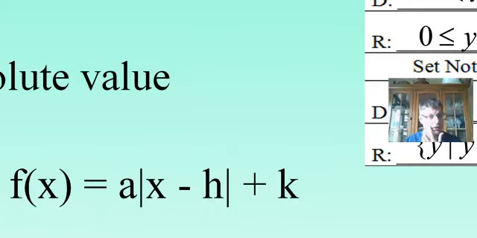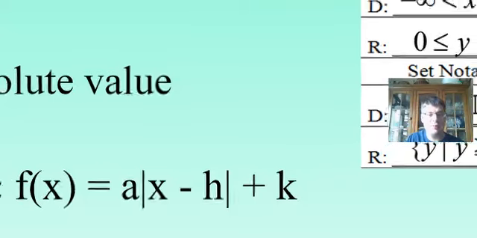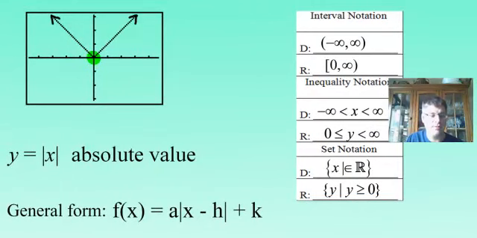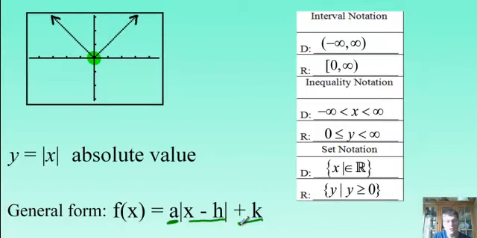So absolute value, that's our V looking thing. It's basically like two different lines with the same start point. And the parent function is y equals the absolute value of x. And our general form here, f of x is equal to a in front, and then inside the absolute value, x minus h. And then that quantity is in the absolute value. And then again, plus k at the end. So you start to see a pattern here.